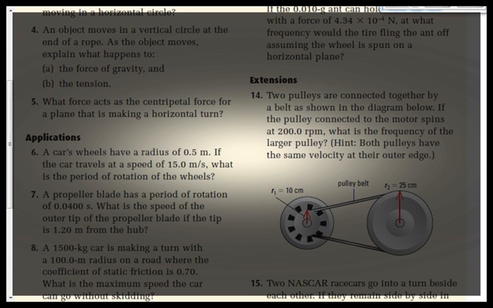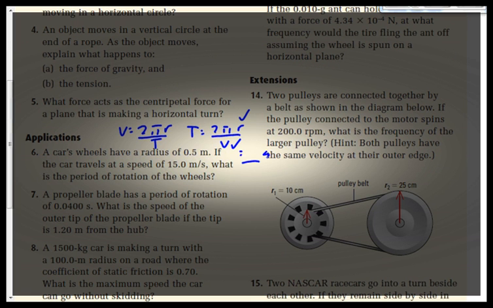The period of rotation of the wheels, capital T, right? Big T. We're going to say for this one, number 6, v is equal to 2 pi r over big T. And we're going to rearrange that to solve for big T. It becomes 2 pi r over v. We know what r is, 0.5 meters, and we know what v is, it's 15 meters per second. So 2 times pi times 0.5 divided by 15 should give me the period of time for one revolution.